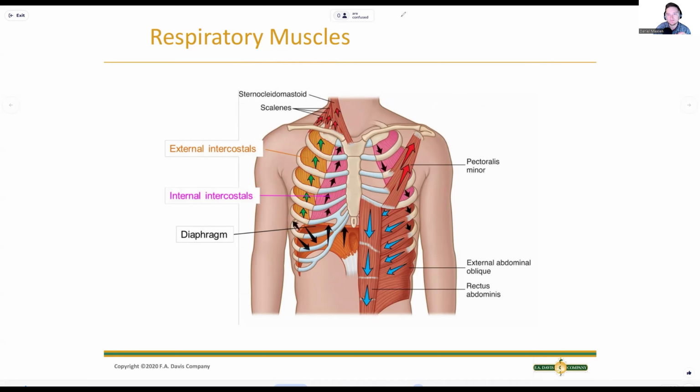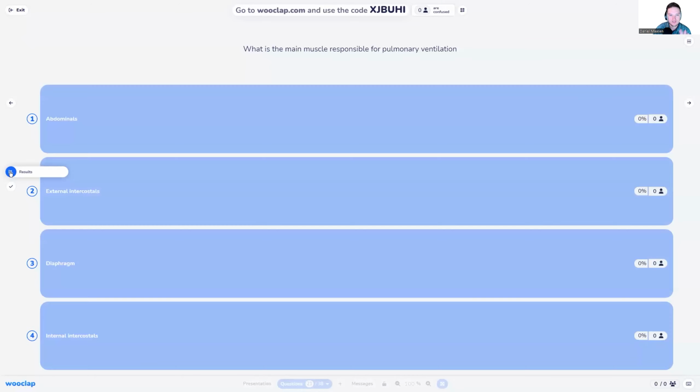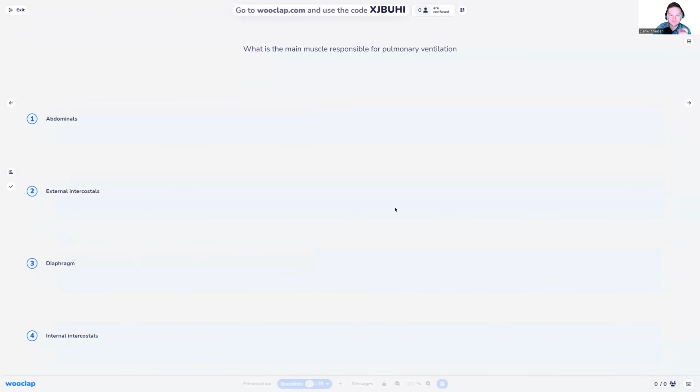Okay. Let's see, secondarily, so keep it going. We're talking about breathing. We're talking about our pulmonary ventilation. So why is this not working? There we go. So again, main muscle responsible for pulmonary ventilation. You guys know this one.